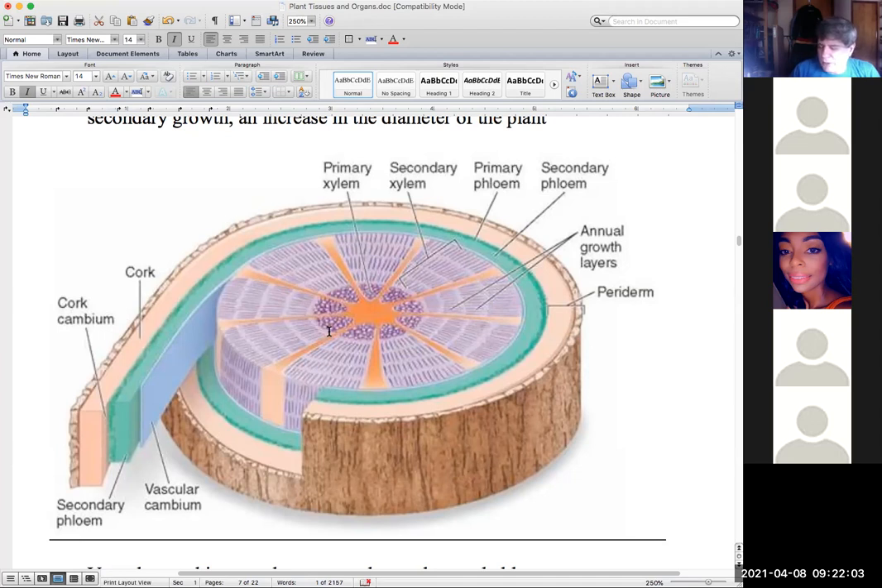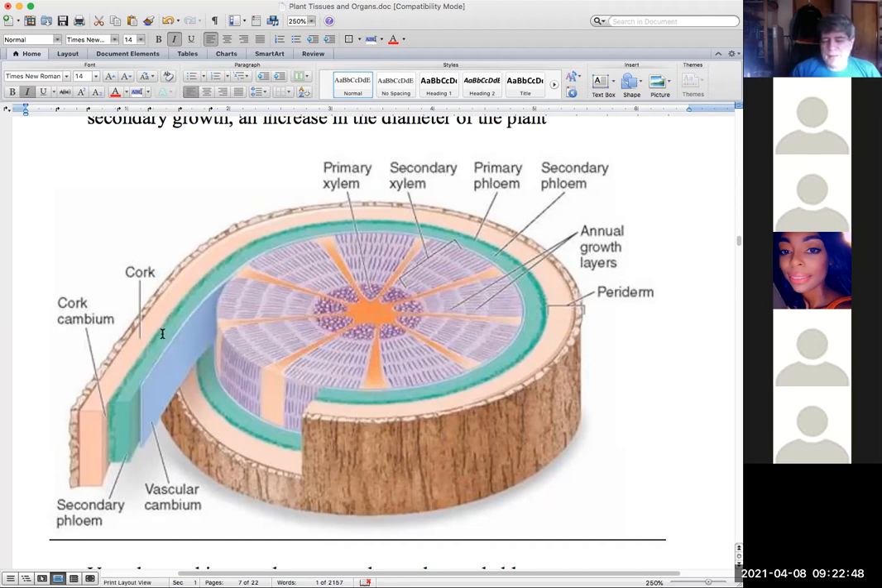Because at the beginning of the growing season, think about the spring here in Illinois, a day like today, there's more water, more rainfall in the spring than there is in the summer. Summers tend to be dry. So since there's more water, xylem cells are large. But as the growing season progresses, as we go through the summer and the weather becomes drier, there's not as much water to carry upwards. So the xylem cells that are made later in the year are smaller. And when the xylem cells are smaller, they look darker.